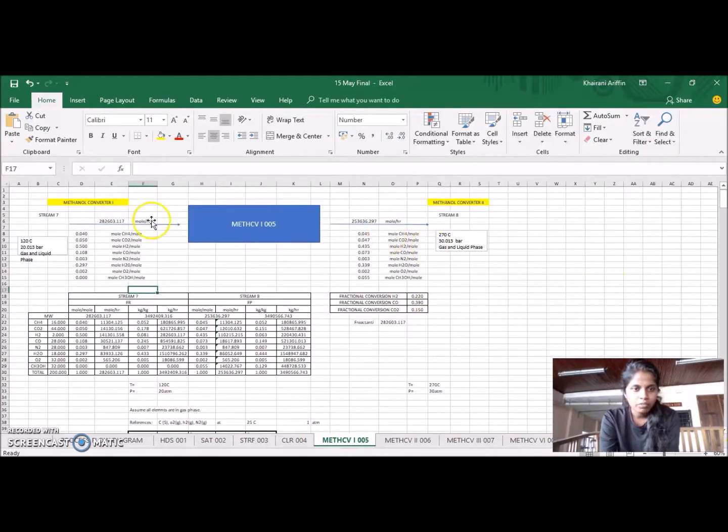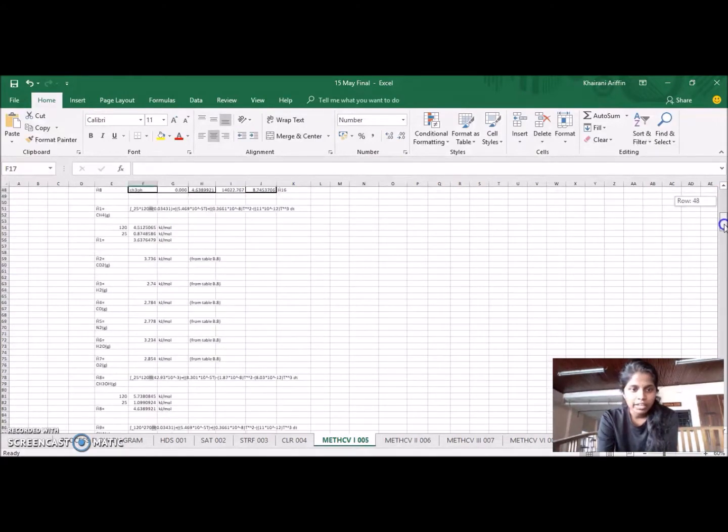So in Methanol converter 1, this is the material balance. The temperature that is entering is 120 degrees Celsius, 20.013 bar, and the exit is 270 degrees Celsius, 30.013 bar, and all these elements are in gas and liquid phase. So now we go and see the energy balance.